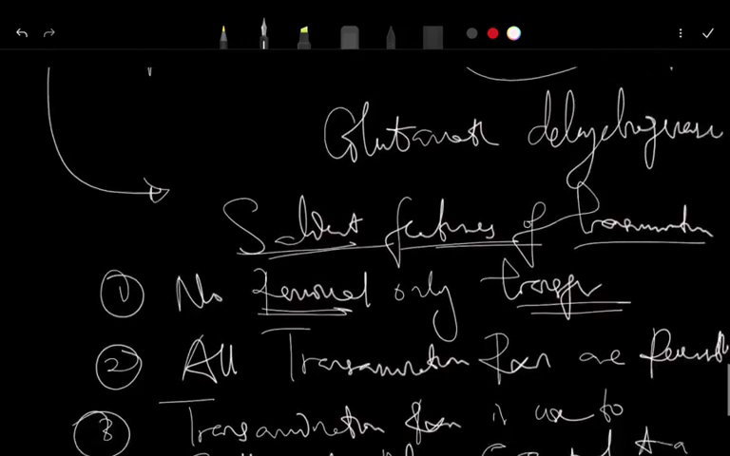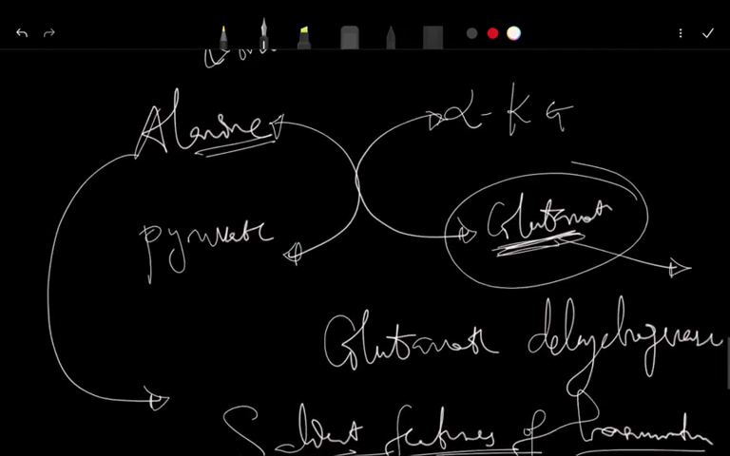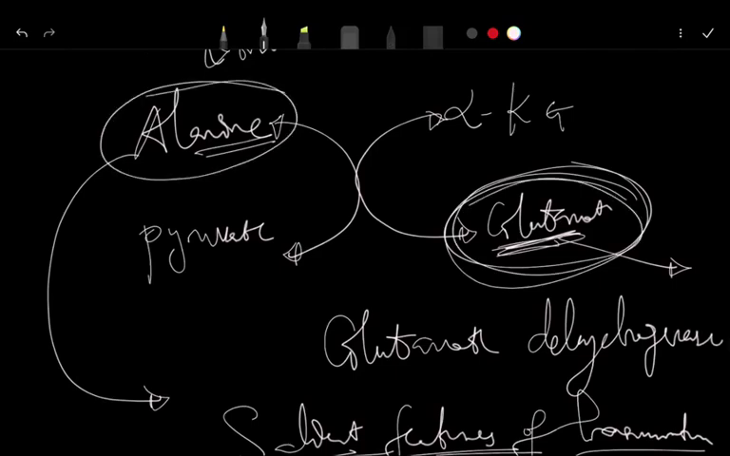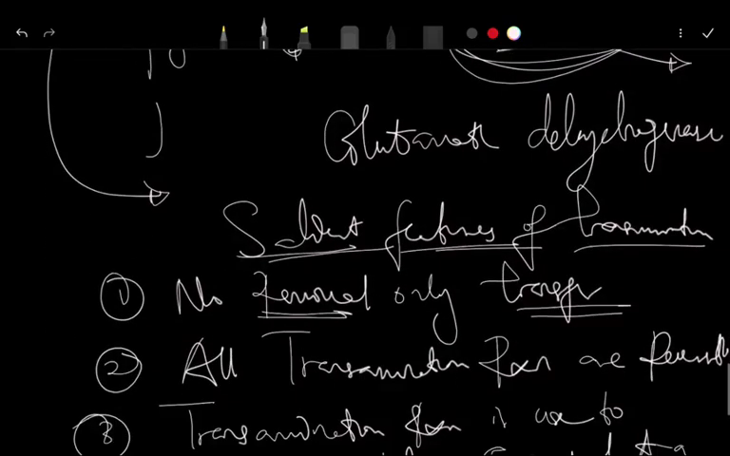For example, we just discovered that we were able to synthesize glutamate, right? And if this reaction is reversible, it means we can also synthesize alanine. If you check the video I taught you on classification of amino acids, you will see that alanine and glutamate are examples of non-essential amino acids, because they can easily be synthesized in the human body.